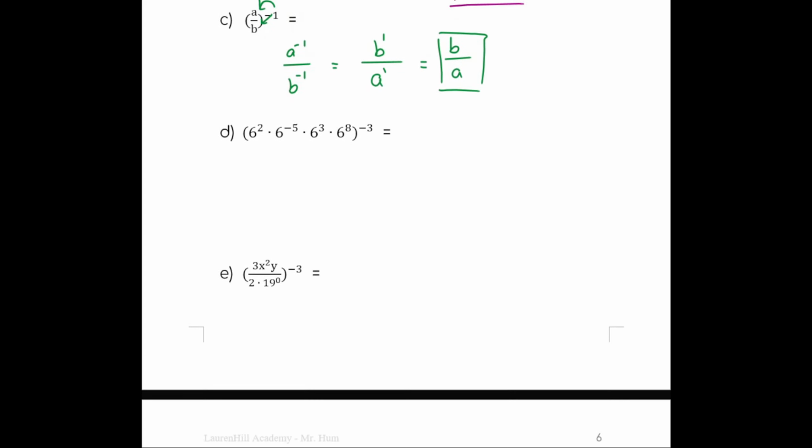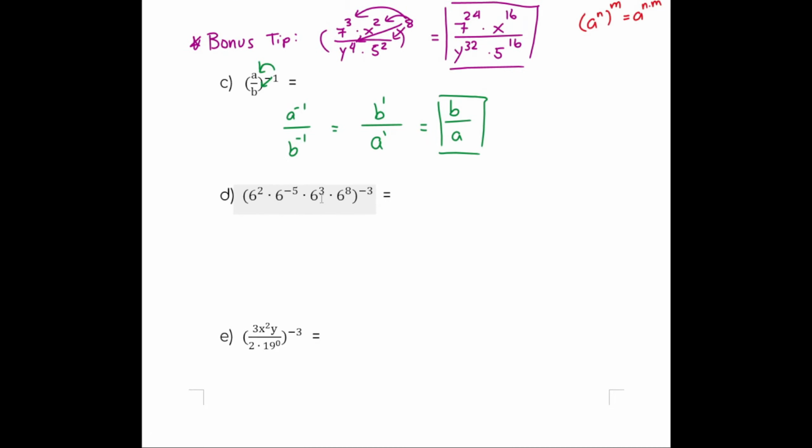So we've got 6 to the power of 2 times 6 to the power of negative 5 times 6 to the 3 times 6 to the 8, all of that to the power of negative 3. Okay, so notice that all these things that are being multiplied together all have the same base. They have that in common. The base is 6 for all of them. So we can use the law that looks like this, the product rule. It's a to the n times a to the m is equal to a, which is the base, to the n plus m.